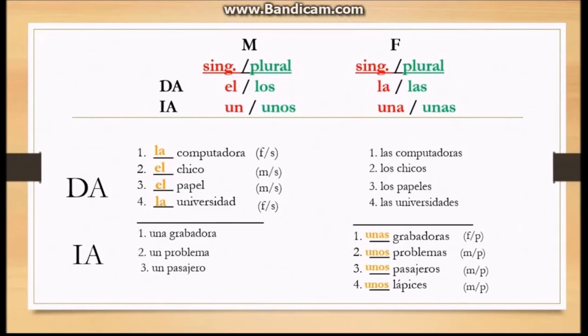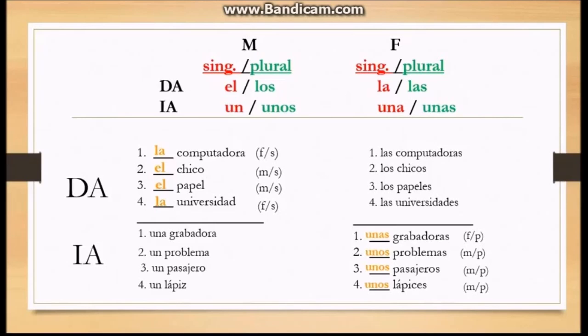With number 4, unos lápices are masculine and plural. Unos has to become un. You want to keep these in the same category. Keep definite articles definite and indefinite articles indefinite. Lápices, as I warned before, as a possibility, does come from a Z ending. So we know that Z must take the place of the C, and we need to drop the ES so that it is no longer plural.